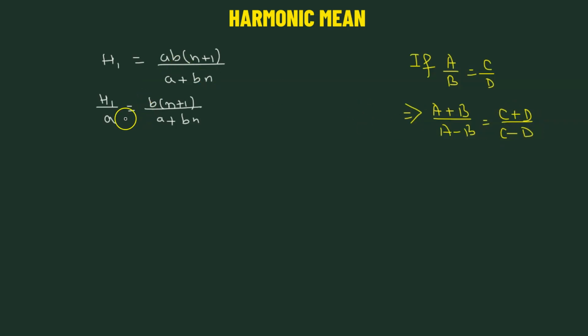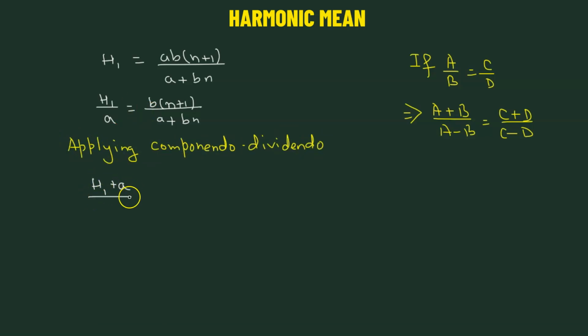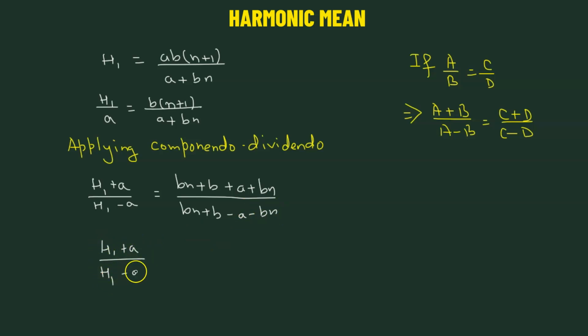So applying the componendo dividendo method, we will have h1 plus a divided by h1 minus a equal to bn plus b plus a plus bn, divided by bn plus b minus a minus bn. So we have h1 plus a divided by h1 minus a.